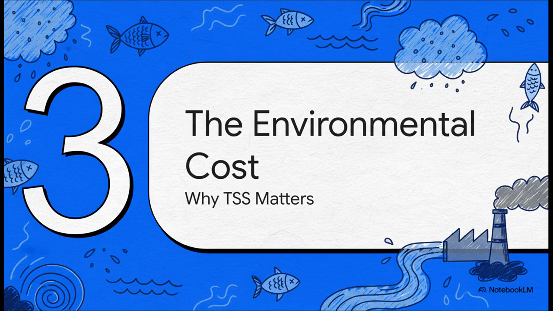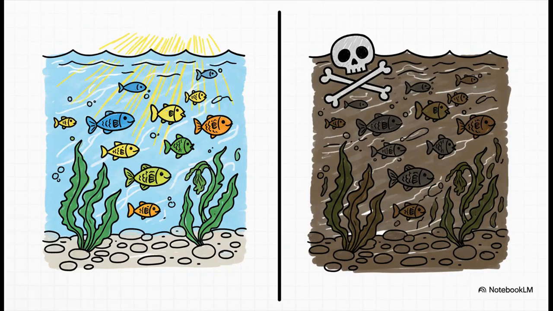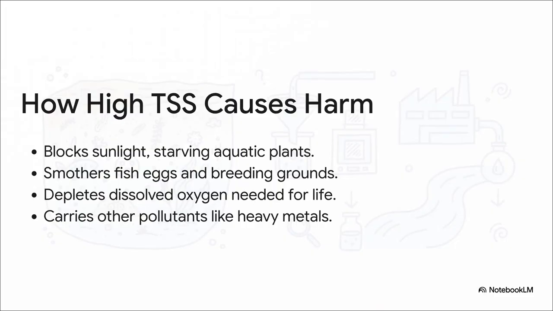Okay, so we can measure it, we get a number, but so what? Why does this number matter so much? Well, when that number gets too high, the consequences for our environment are, frankly, pretty severe. It might sound a little dramatic, but it's true. High TSS is basically a silent killer for aquatic ecosystems. When these levels spike, the damage to our rivers, lakes, and streams can be absolutely devastating, creating a ripple effect through the entire food web. Let me break down how this damage happens.